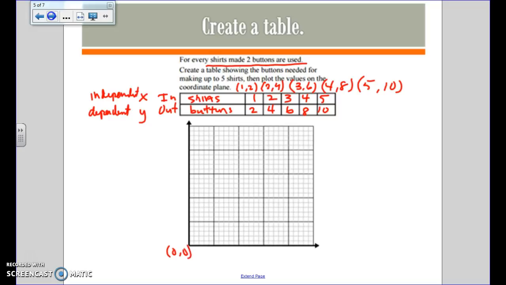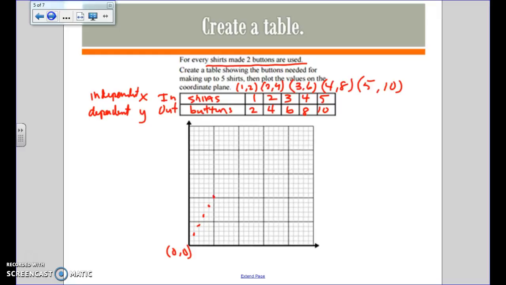And so I'm going to go over 1 up 2. I'm going to go over 2 up 4. I'm going to go over 3 up 6. My markers are a little pudgy for this. Over 4 up 8. And over 5 up 10.